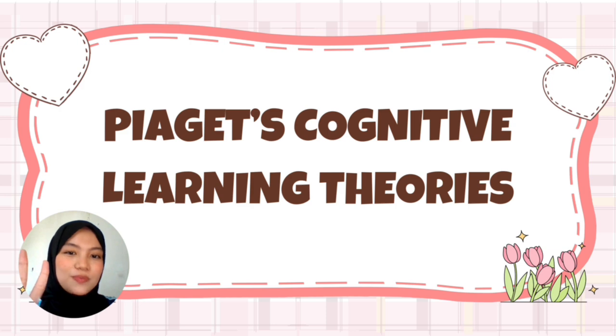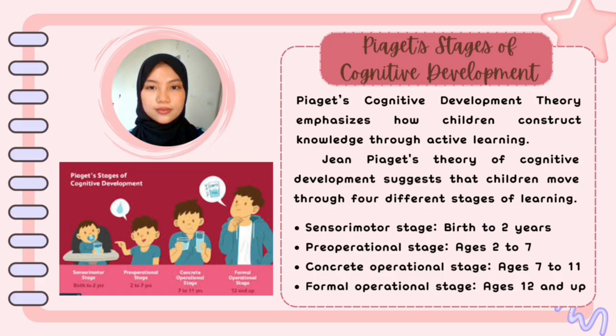The second theory is Piaget's cognitive learning theory. Now we're going to go through it. I'm going to explain Piaget's stages of cognitive development. Piaget's cognitive development theory emphasizes how children construct knowledge through active learning. Jean Piaget's theory suggests that children move through four different stages of learning.